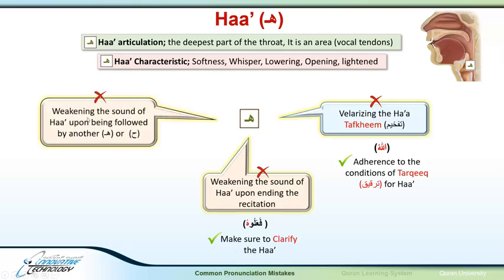The third mistake of the ha is weakening the sound of the ha upon being followed by another ha. An example, جباههم. That's not clear. The two has are not clearly distinguished from each other. And the right way of pronouncing it is جباههم. So make sure to emphasize the ha articulation point when there is a double ha, a repeated ha, or a ha followed by a ha.